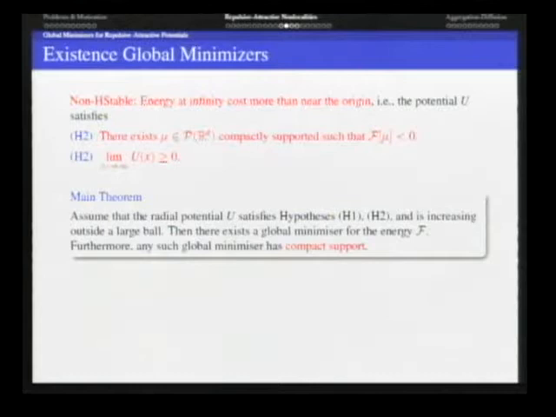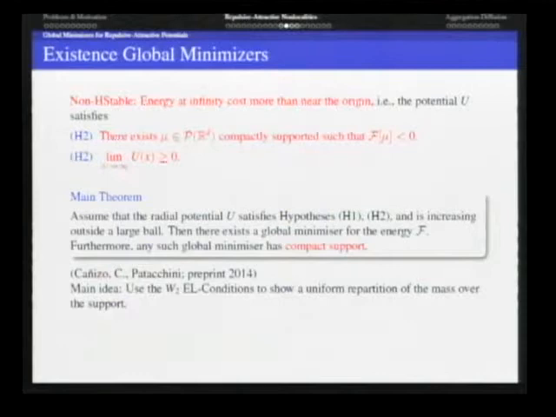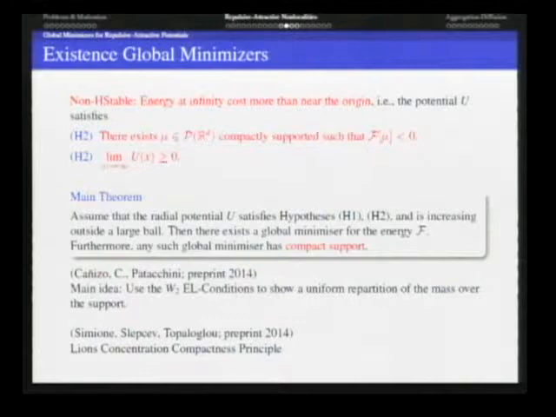Okay, so this is a very recent result with a PhD student of mine, Patakini, and José Alfredo Cañizo, where we use these Euler-Lagrange conditions in W2 that I showed you before, to show, in fact, a uniform repartition of the mass over the support. In fact, this is very much connected to Lions' concentration compactness principle.